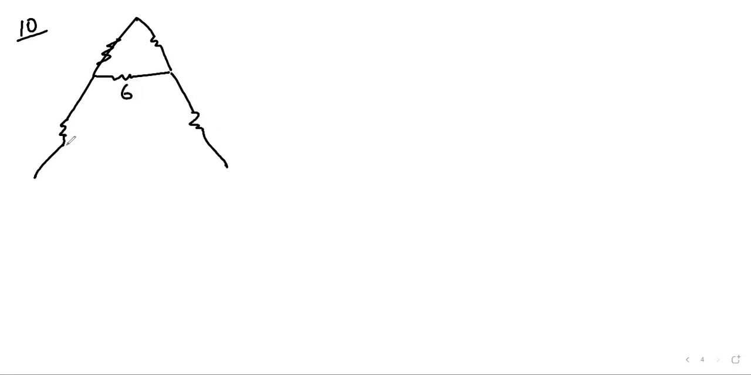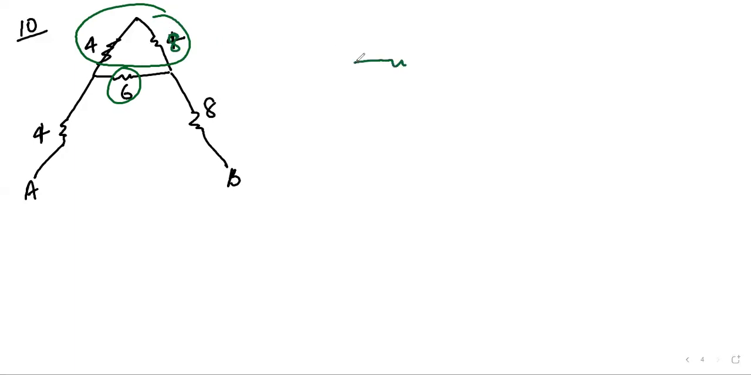So this is your 6 ohm, 4 ohm, 8 ohm. This is your A, this is your B. This is your 4, this is your 4. So how will you calculate? These are in series and with this parallel. This is 8 value given. So in series we will add: 4 plus 8 is 12, and it is parallel to the 6.